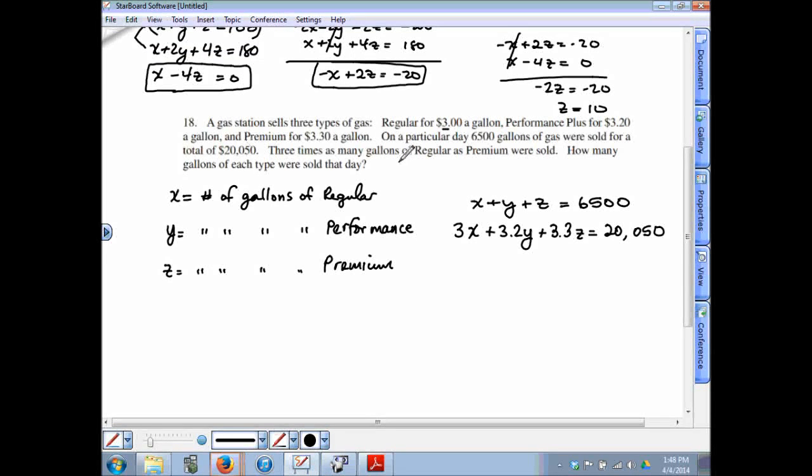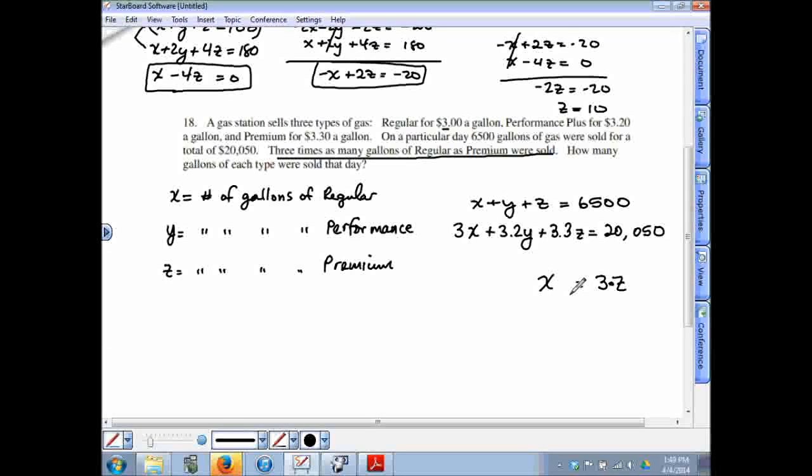We have another one of these tricky phrases at the end here. 3 times as many gallons of regular as premium were sold. You don't want to read this literally and make a literal equation of it. The number of gallons of regular is already 3 times greater than the number of gallons of premium. So in order to put an equal sign between x and z, they're not equal to each other. X is already 3 times larger than z. So in order for these to equal each other, you have to multiply z by 3 in order to make it equal x. So x is equal to 3z.